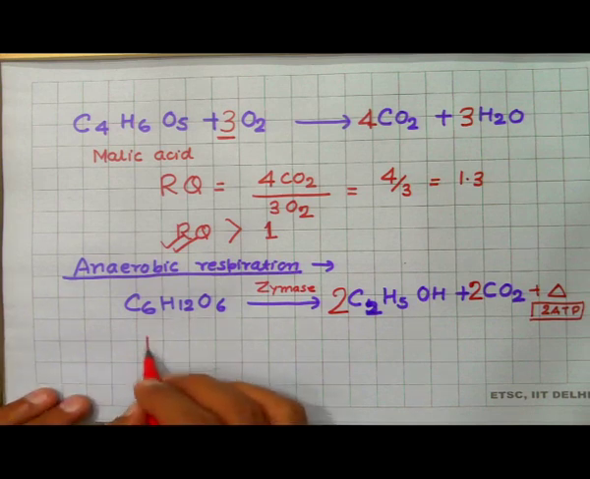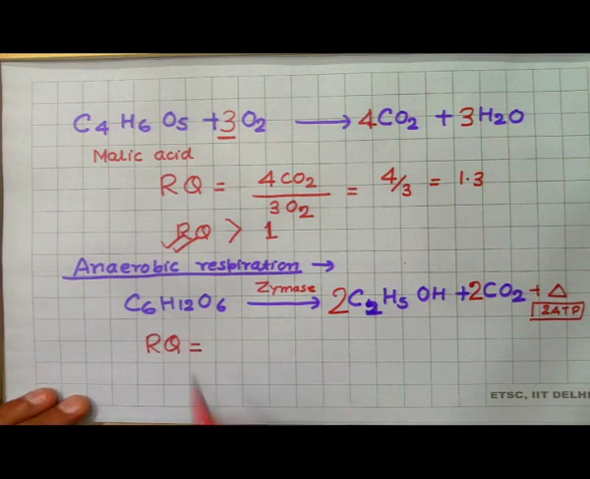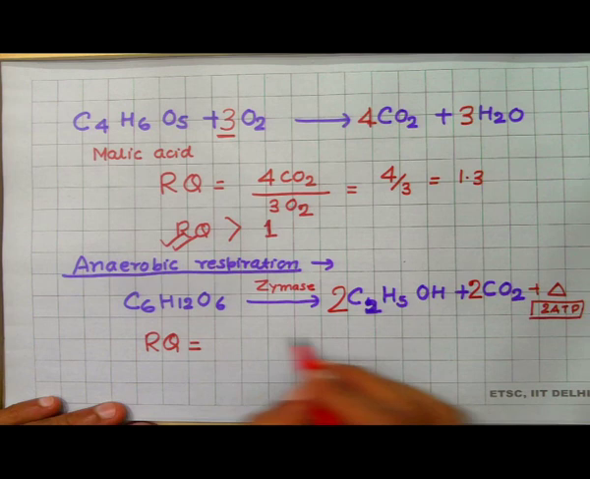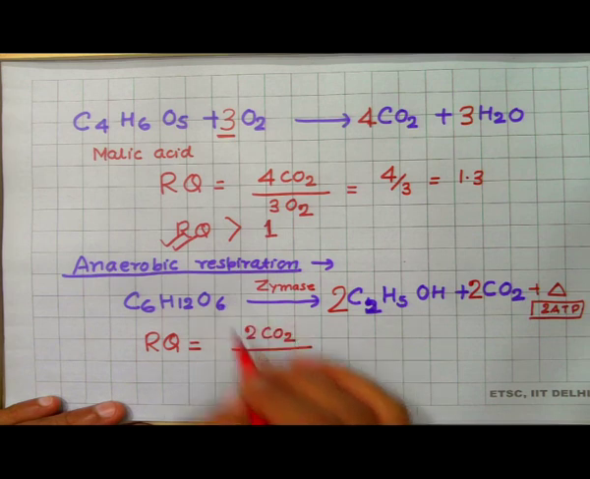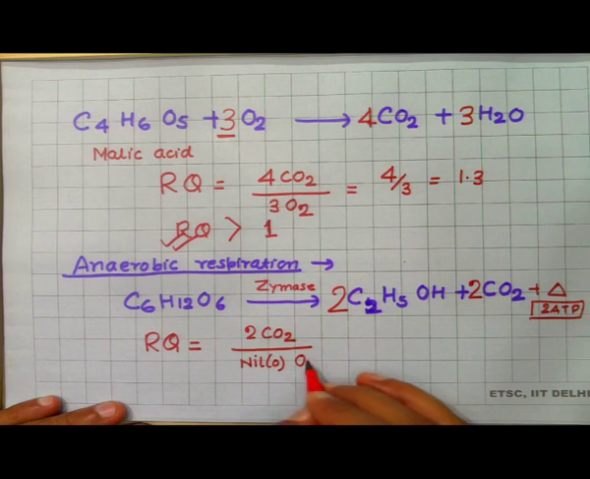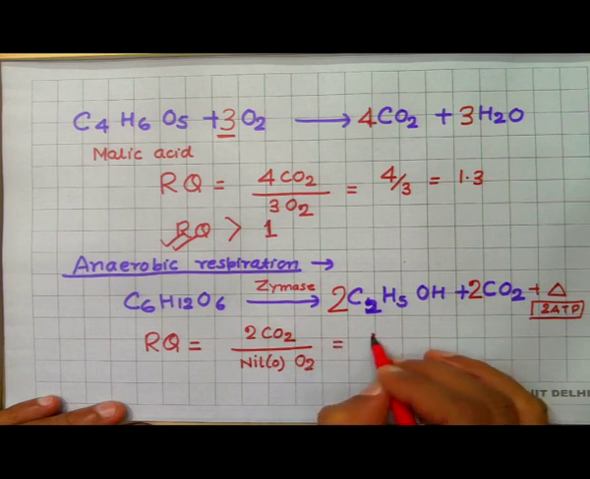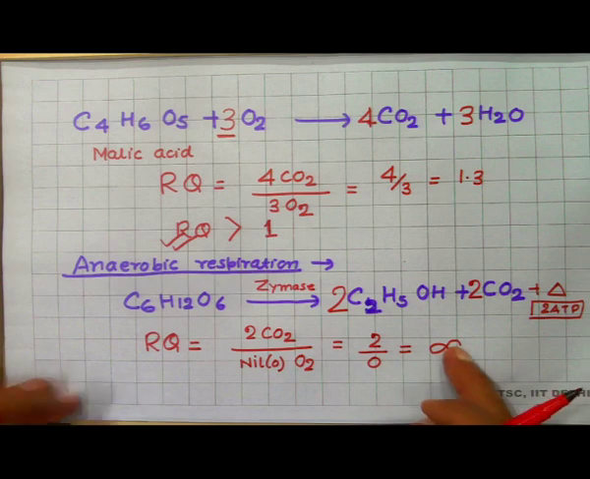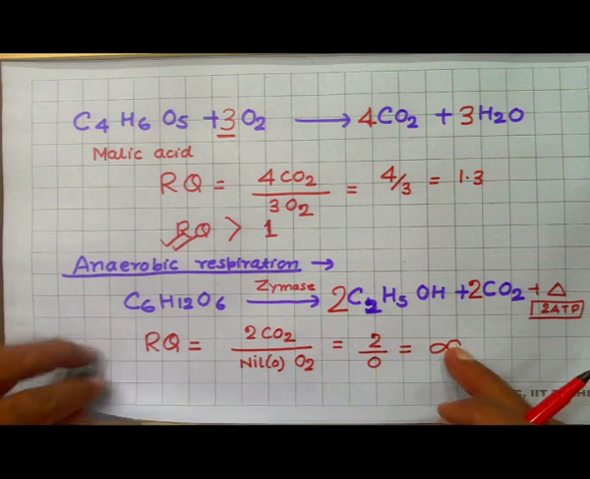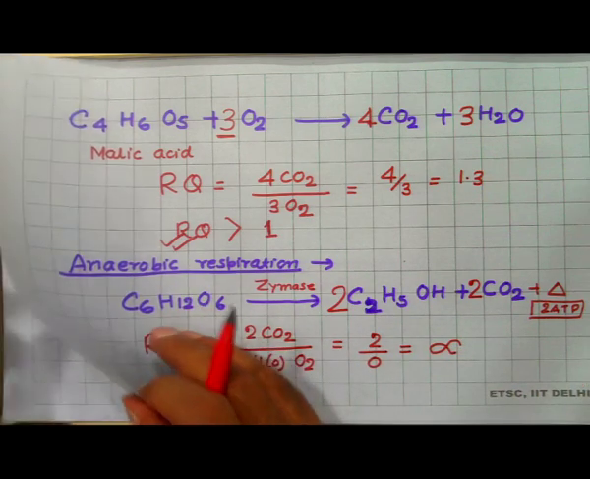Now, what will be the RQ? The RQ value is 2 molecules of CO2 evolved and nil or 0 O2 consumed, that means 2 divided by 0. When anything is divided by 0, the result will be infinity. When RQ is infinite, then the reaction is anaerobic respiration.